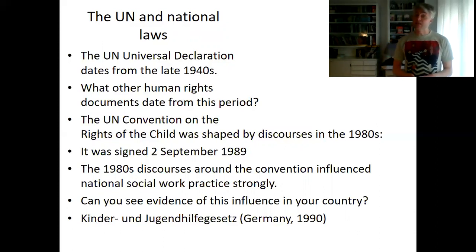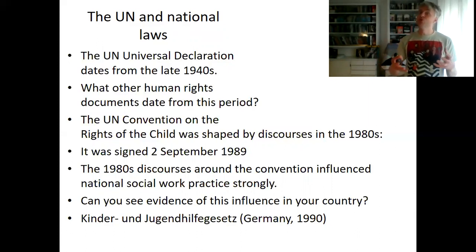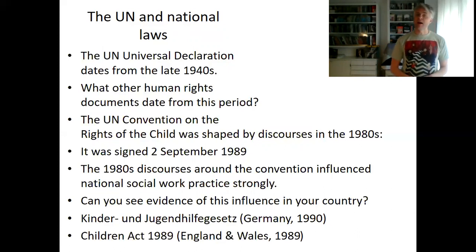We had our Kinder- und Jugendhilfegesetz, Germany 1990, again very much a result of those discourses, very much from the energy of those discourses and the spirit, the way of looking at children as actors with agency. Brits also had a parallel law, basically exactly the same timing. We reformed our services at the same time, the Children Act 1989.